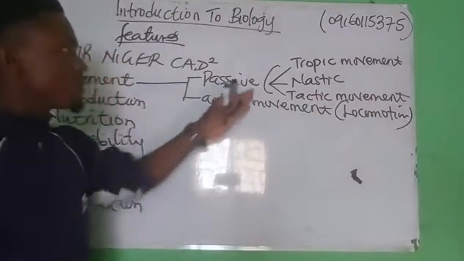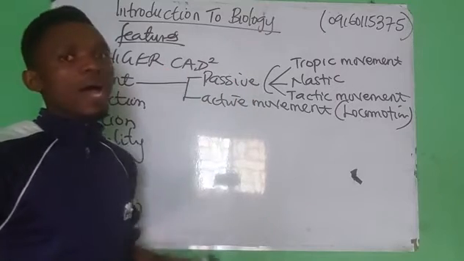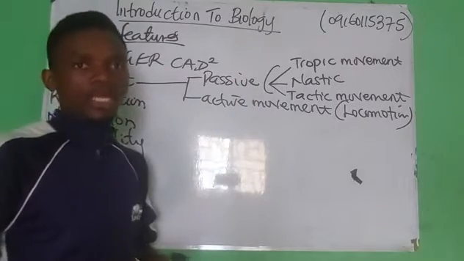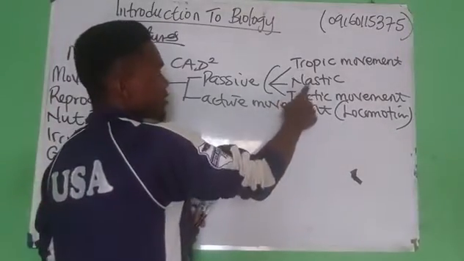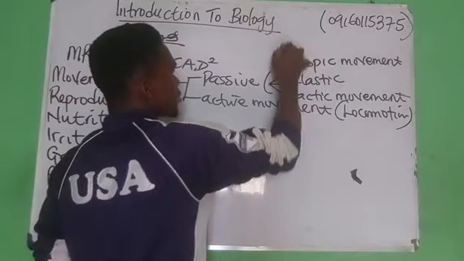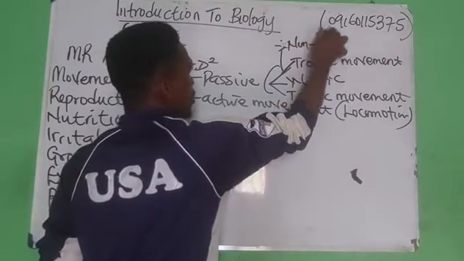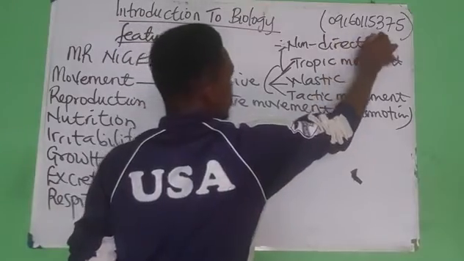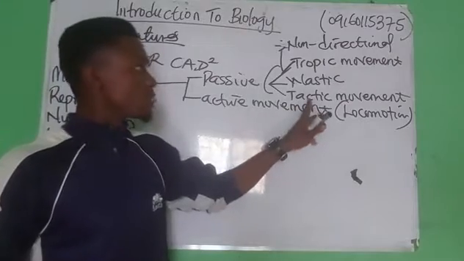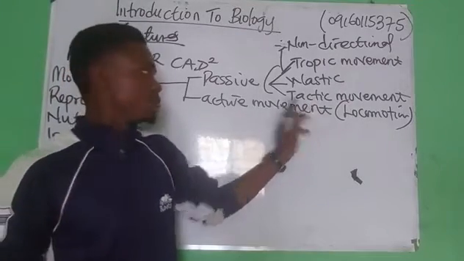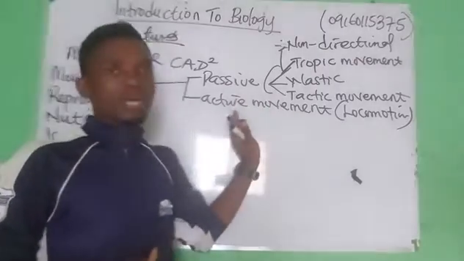Take note that of all of these three mentioned forms of passive movement, two are non-directional. It is only one that is what? Directional. Tropic movements and nastic movements are both non-directional what? Movement. Non-directional. Please, this is a key word. Non-directional type of what? Movement. Non-directional. But as for the tactic movement, it is what? Directional. Then active, that is one you call what? Locomotion. This is one animals exhibit.